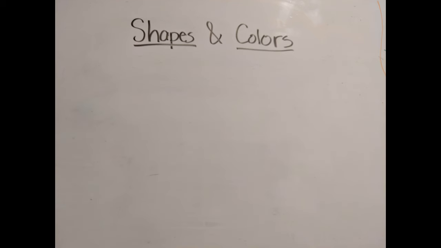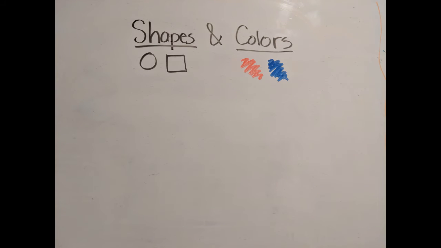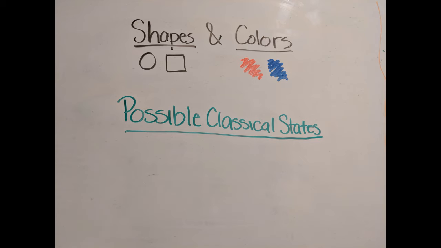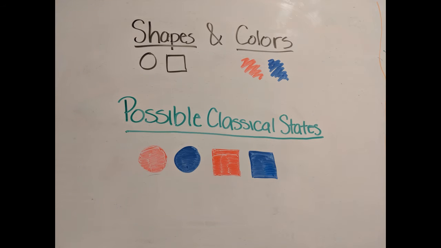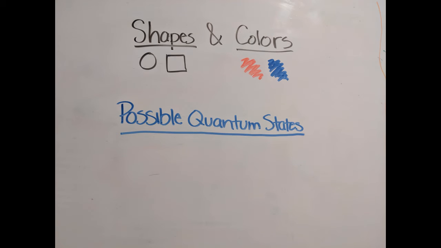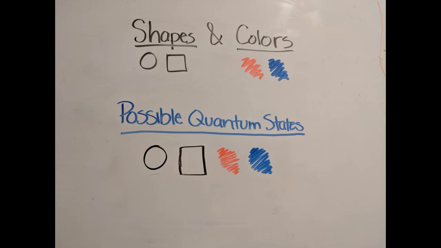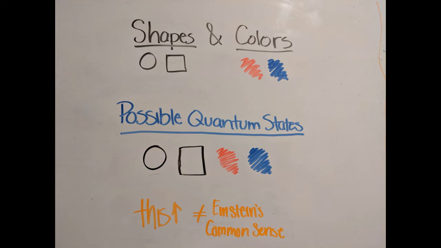So, quantum particles work basically the same way that the cakes do, at least until we add another element. For example, if we look at shapes and colors: circle, square, red, and blue. In the classical system, this implies 4 possible states: red circle, red square, blue circle, blue square. However, according to quantum theory, the object having the option of different shapes and colors does not mean it possesses both a shape and a color at the same time. It could be a circle, a square, red, or blue. This definitely goes against Einstein's theory of common sense.